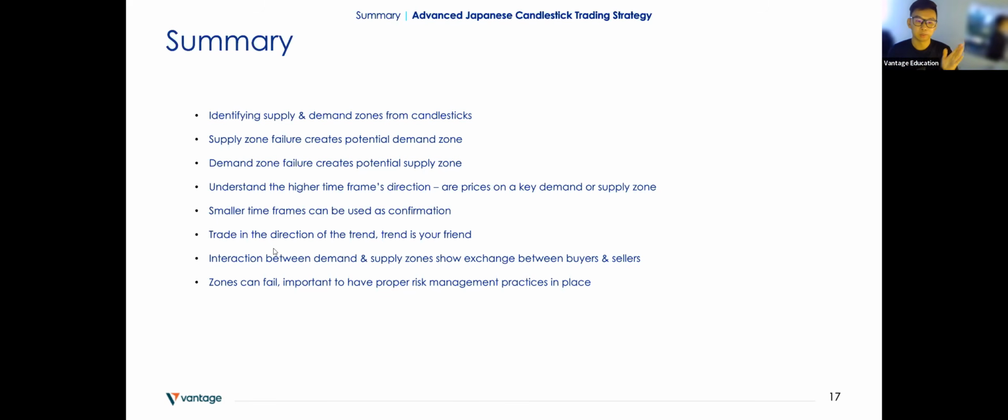Okay, so interactions between your demand and supply zones will always show this exchange between your buyers and sellers, and whether or not there's sufficient volume from your buyers and sellers will determine the direction that we should follow.